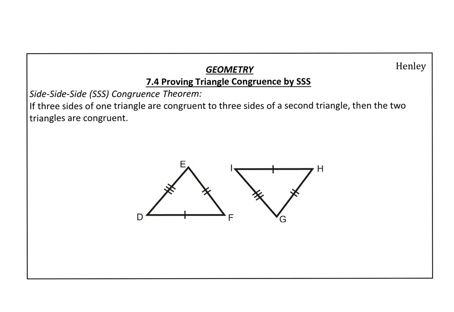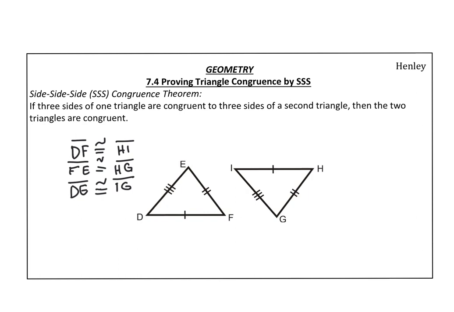We have congruent marks, so that side DF is congruent to side HI. Now, we continue looking and we see that side FE is congruent to side HG. And then we can see that side DE is congruent to side IG. So that shows that our three sides of each triangle are congruent to each other.